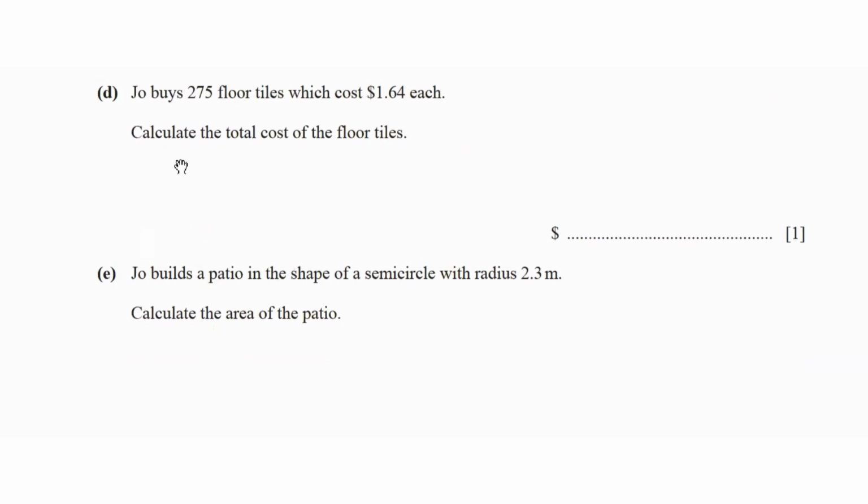Part D says Joe buys 275 floor tiles, which cost $1.64 each. Calculate the total cost of the floor tiles. So for total cost, we multiply the cost of each tile by the total number of tiles, and that is equal to $451.